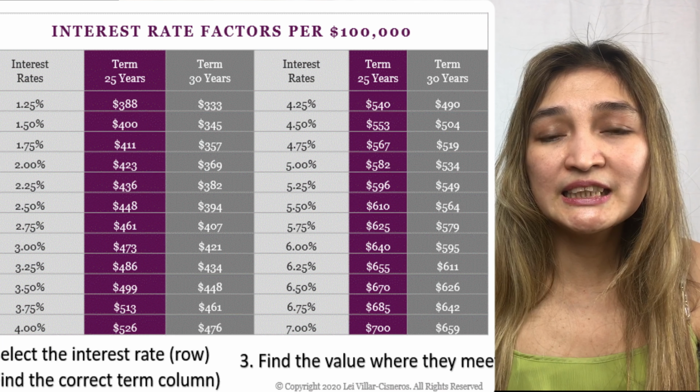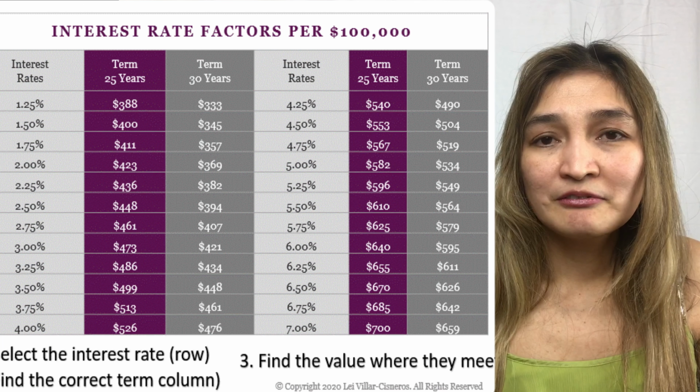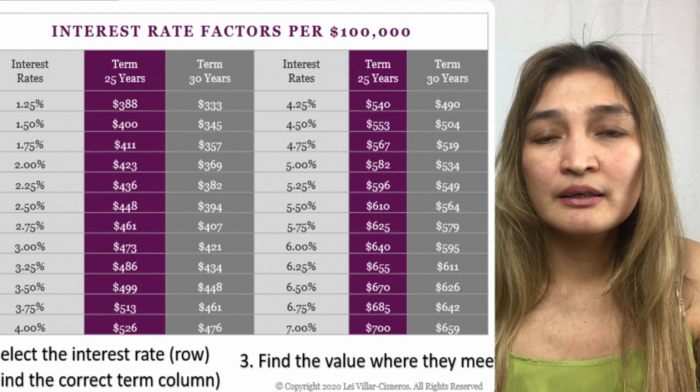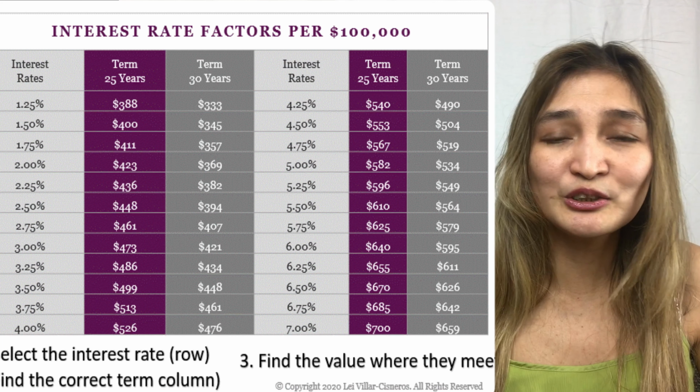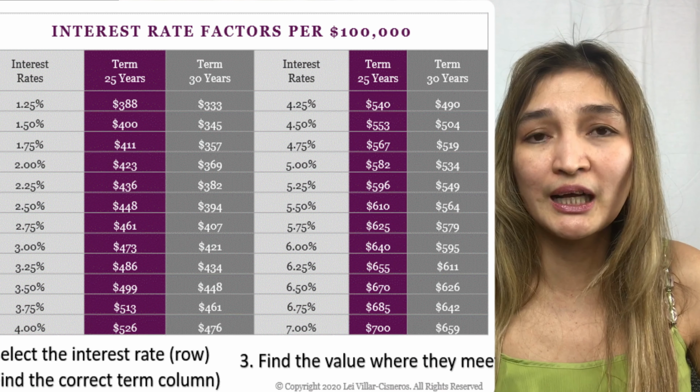So basically just multiply 584 by 5. If you're buying a house that is 600,000, you multiply 584 by 6. Simple, isn't it? So the next time that you go and shop for a house, think about that number, 584.